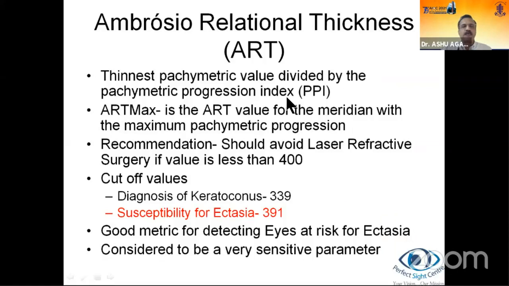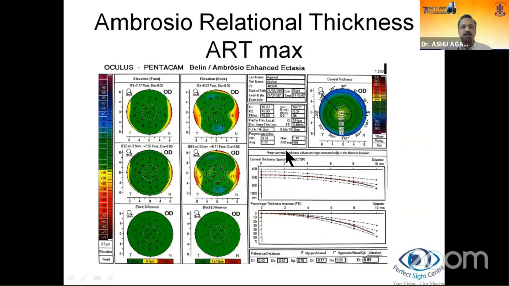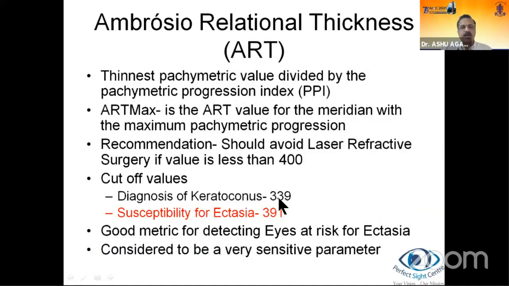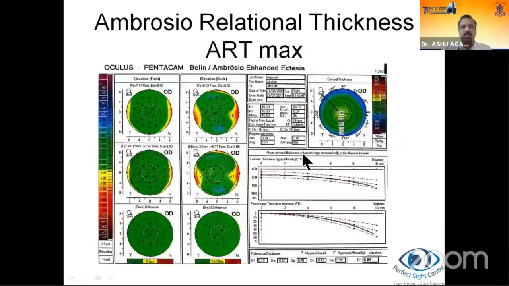The last important point that I want to discuss is the Ambrosio relational thickness, ART map. Basically, it is the relation between the ART value and the pachymetry progression index, which is all given in the map. And any cutoff value is shown over here in this area. It's 456 here. Anything less than 400, we should avoid refractive surgery. That's the recommendation. And anything less than 339 is indicative of keratoconus, and 391 is susceptibility for ectasia. So here you see it's a normal ART value.